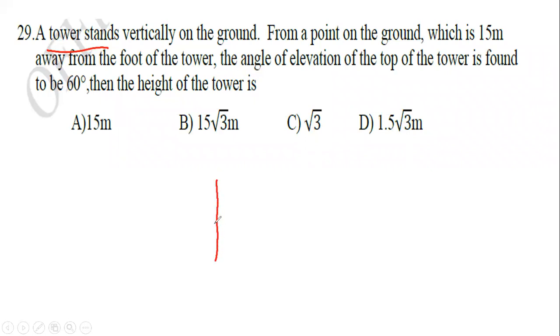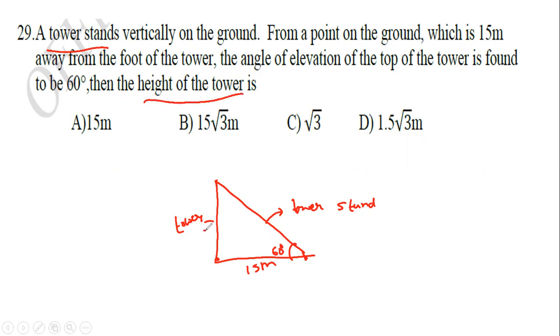So this is tower. This one is tower. So here 15 meters away from the foot. So this is tower stand. Okay, so here the point from the foot of the tower is 15 meters away. Next, given angle makes 60 degree. You need to find out the height of the tower. Height of the tower is question mark.